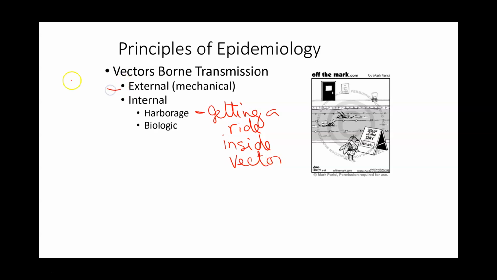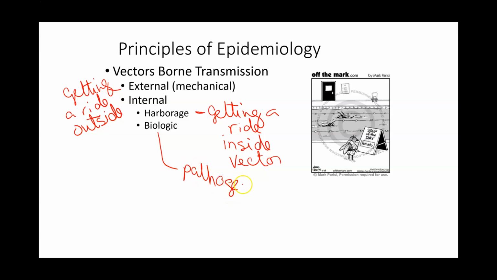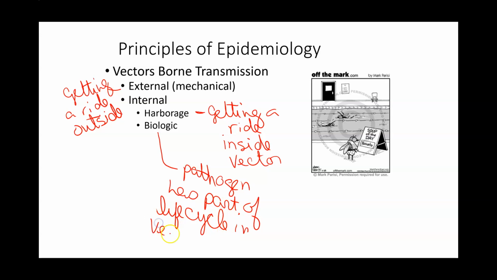Whereas externally, this is getting a ride outside. So sitting on their legs or on their wings. This one is inside. But if it's biological transmission, this means that the pathogen has part of its life cycle in the vector.